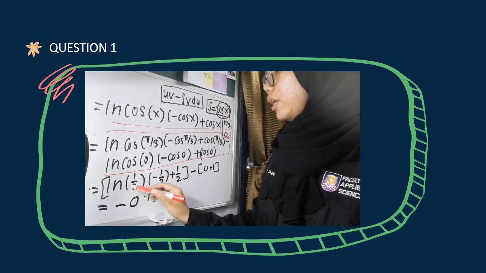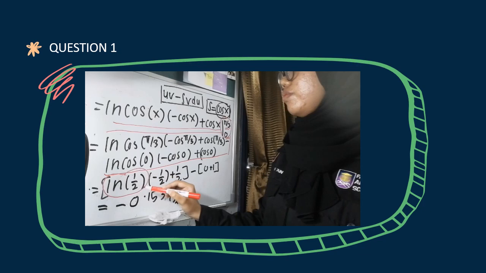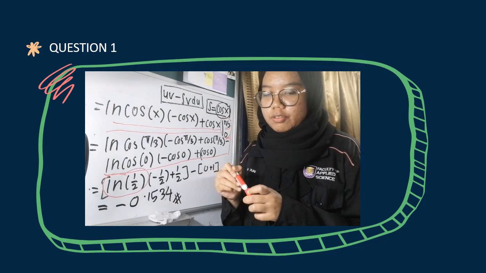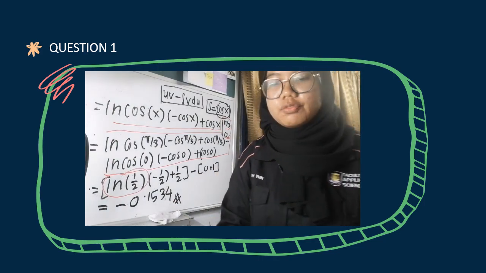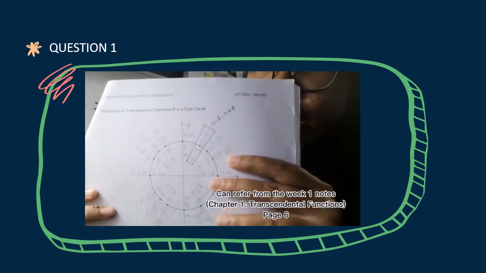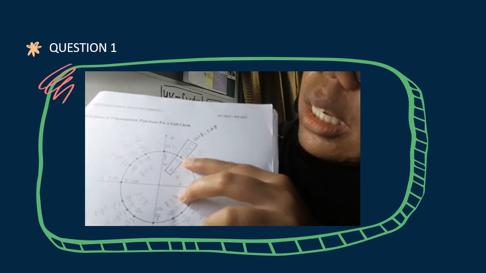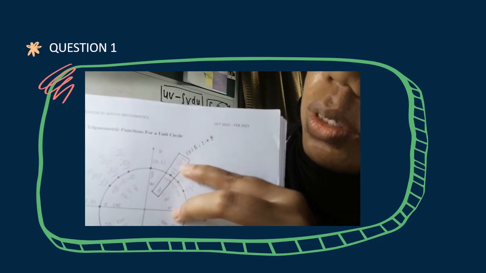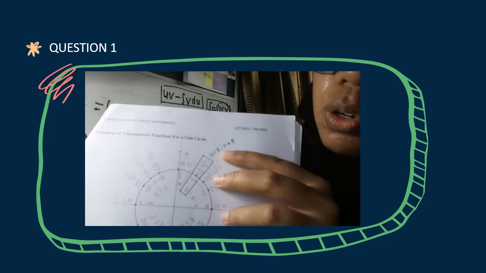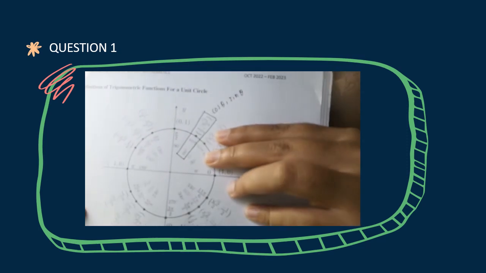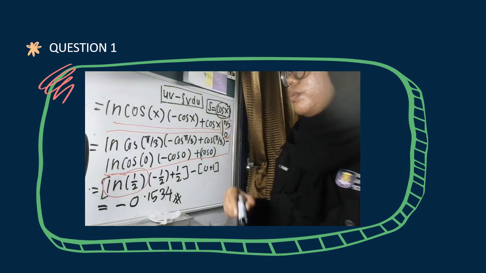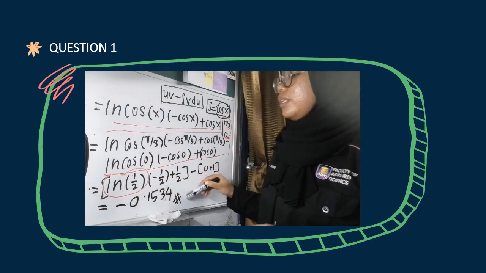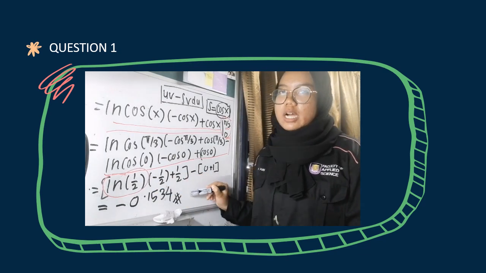From this part, why is this ln 1 over 2, and why is it not ln cos pi over 3? This is because of the trigonometric function for a unit circle. If we look at the circle, at 60 degrees there is pi over 3, and they also state the values 1 over 2 and root 3 over 2. This circle can be used for cos theta and also sin theta. You guys can see? That's why we change it into ln 1 over 2. We calculate all of the values, and we get negative 0.1534 as the answer.